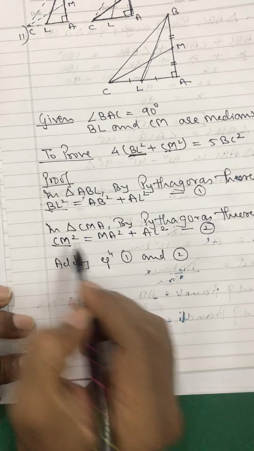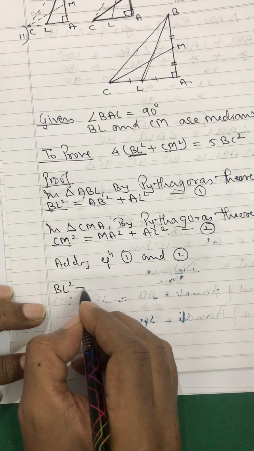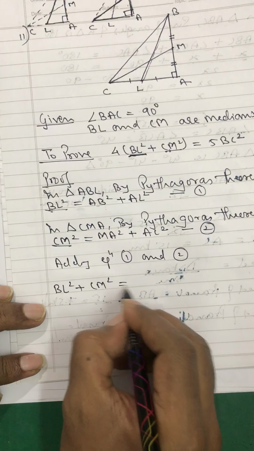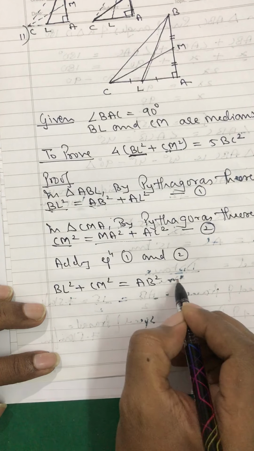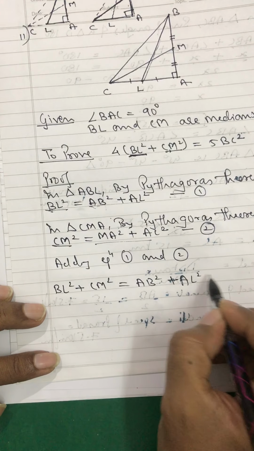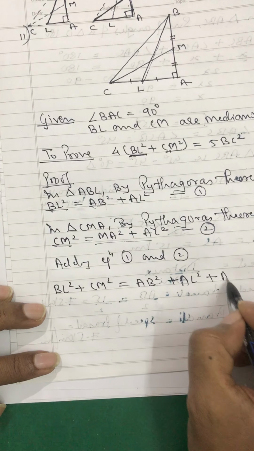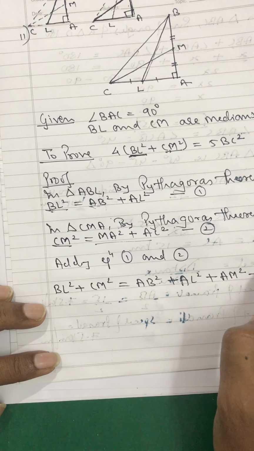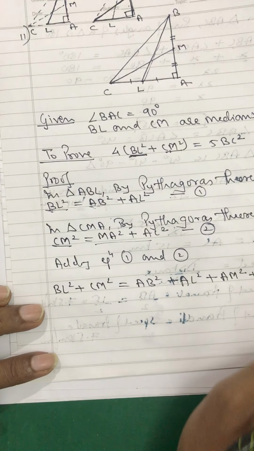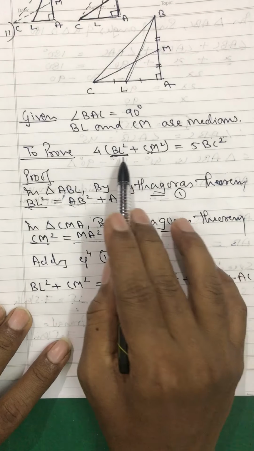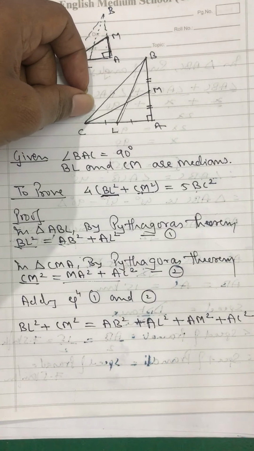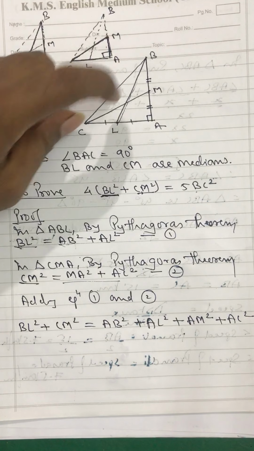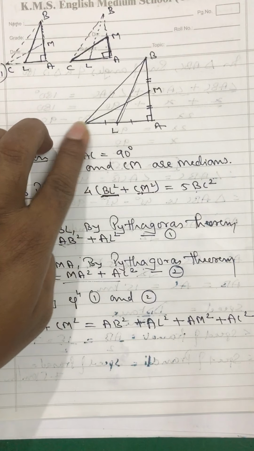so left hand side plus left hand side will give me BL square plus CM square, and right hand side plus right hand side will give me AB square plus AL square plus AM square plus AC square. So now if you see here, everything has to get converted to BC square. And you know BC square is basically equal to AB square plus AC square.